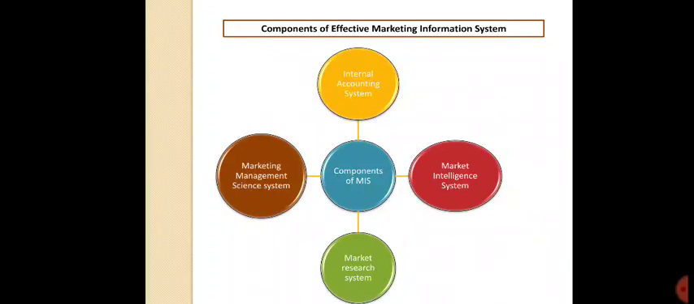Let's discuss the components of an effective marketing information system. According to Kotler, an effective marketing information system has the following four components that are given in the slide. First one, internal accounting system. It generally includes and maintains data pertaining to sales, receivables, cost, etc. that are internal to the organization.